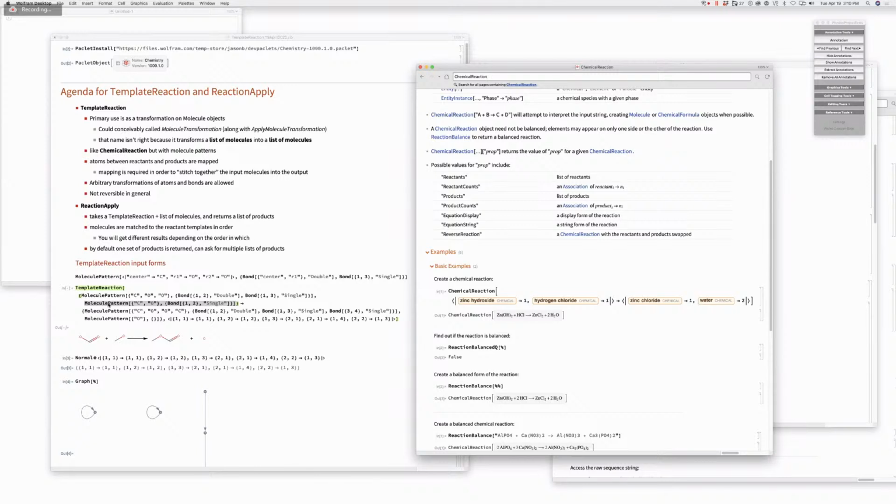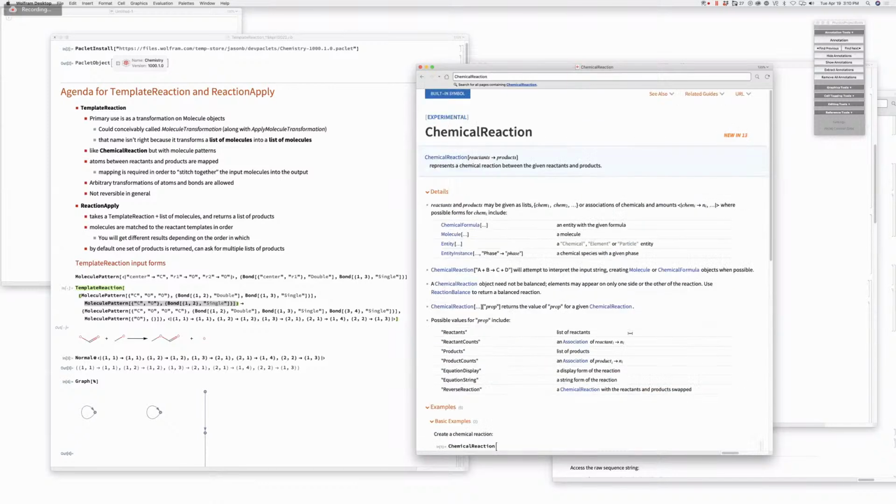Yes. Oh my gosh, this is a mess. Sorry. It is complicated, but the template reaction is useful for when you want to create molecules that you're not even aware of. I understand. Chemical reaction is a literal, unpatterned transformation.